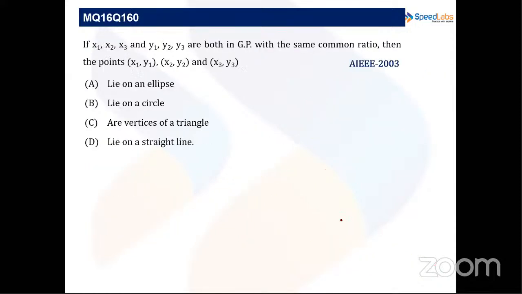Now moving to the next question. We are given x1, x2, x3 and y1, y2, y3 both in GP with the same common ratio. Then the points (x1, y1), (x2, y2) and (x3, y3) are. Okay, 30-second time.